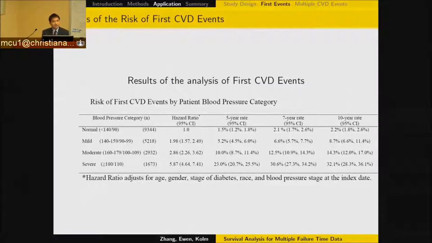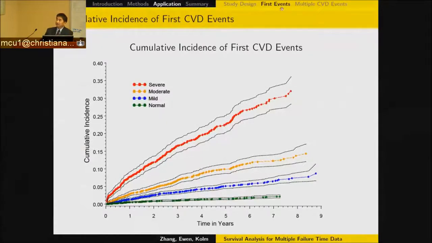Is that good enough, if we only look at the first CVD event? Say this is the cumulative incidence of first CVD events. Here is the severe blood pressure group with its 95% confidence interval, and this is moderate, this is mild, and this is normal. So we can see the cumulative incidence. By the way, to get the cumulative incidence curve, we just use one minus survival from the software.